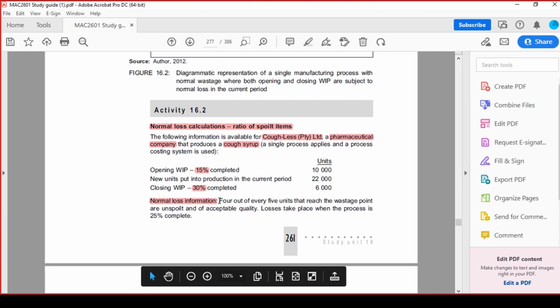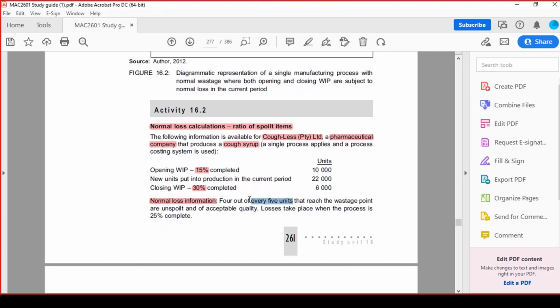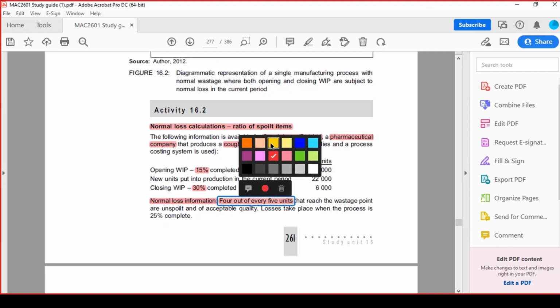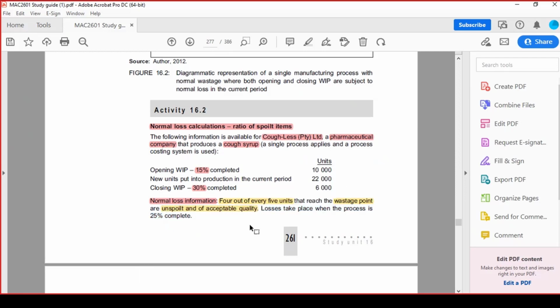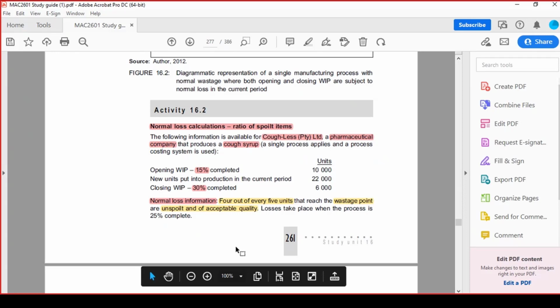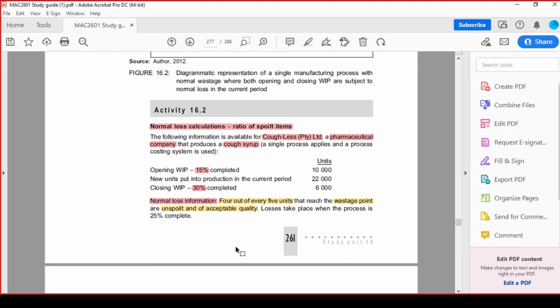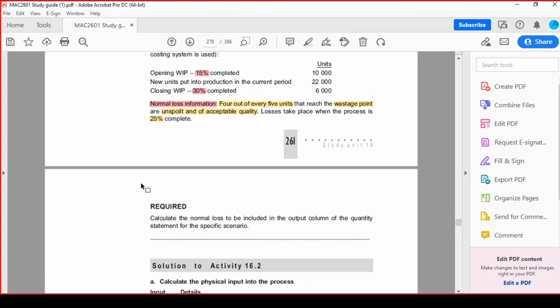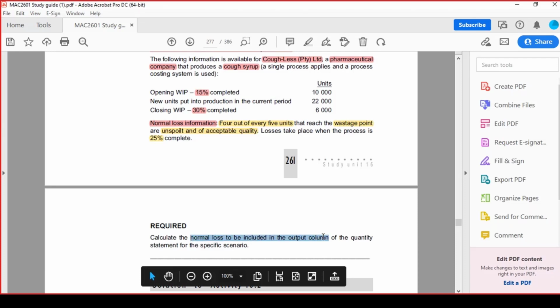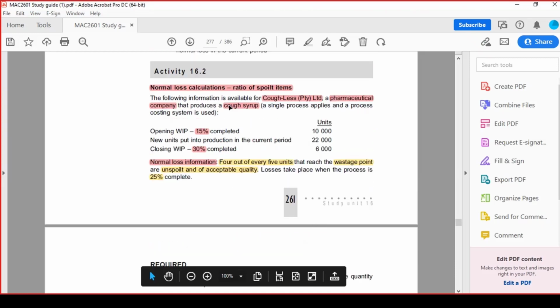Normal loss information that they give you, highlighted in yellow, is that 4 out of 5 units that reach the wastage point are unspoiled and are acceptable quality. Do you guys hear what they're saying? So if you have 5 units, 4 of them are unspoiled and acceptable quality. And the wastage point is 25%. Your wastage point loss takes place when the process is 25% complete. So that's your wastage point.